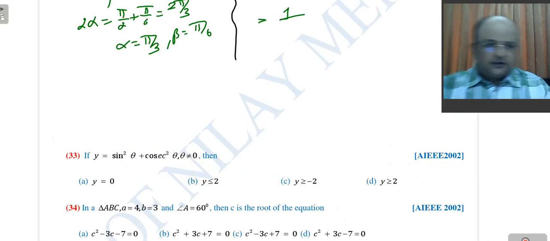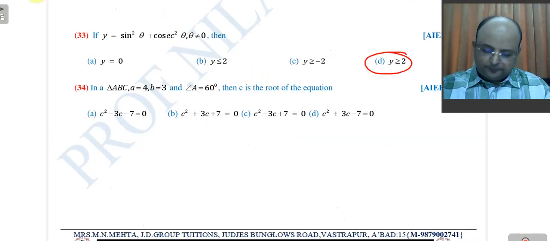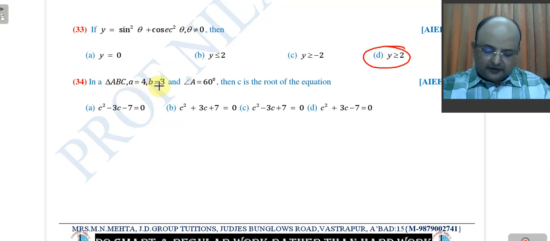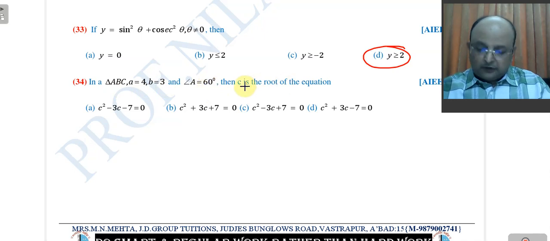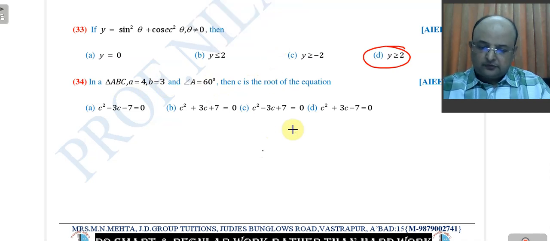Well, one immediate answer you can say is that sin square theta plus cosec square theta is always greater than or equal to 2. So your y here is greater than or equal to 2. In triangle ABC, a is 4, b is 3 and angle A is 60 degrees. Then c is the root of the equation. Small c, of course. Let me see what is the time limit. Oh, it is almost 1 hour.